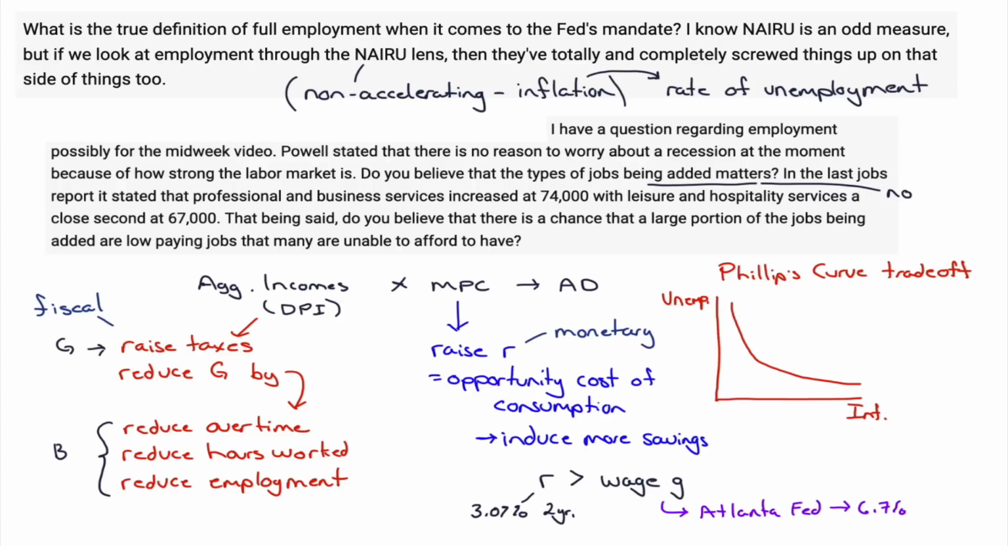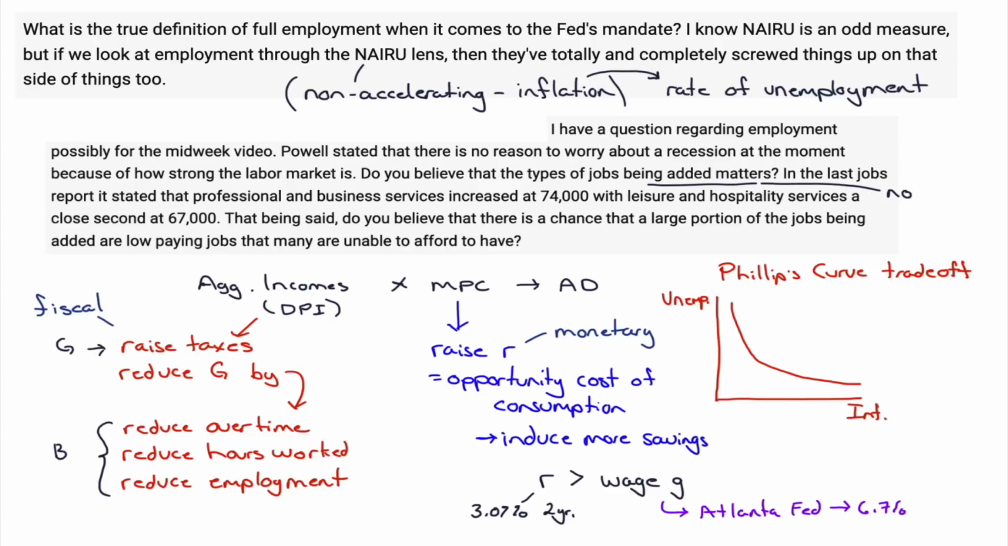Okay, first question: what is the true definition of full employment when it comes to the Fed's mandate? I know NAIRU is an odd measure, but if we look at employment through the NAIRU lens, then they've totally and completely screwed things up on that side of things too.